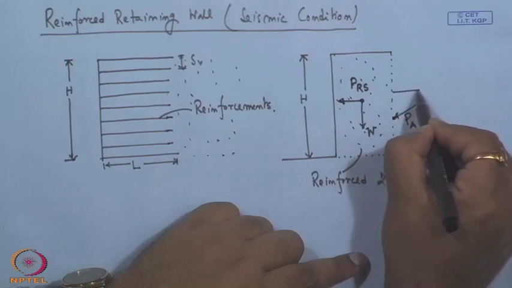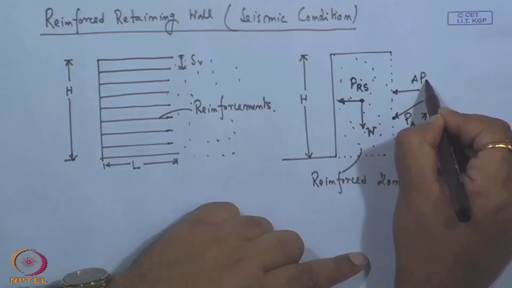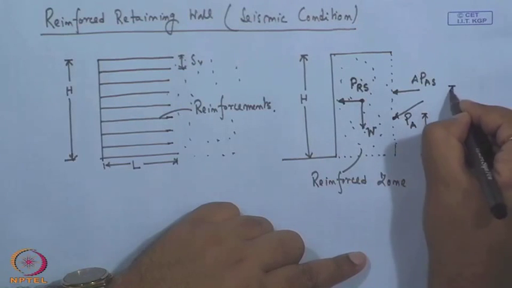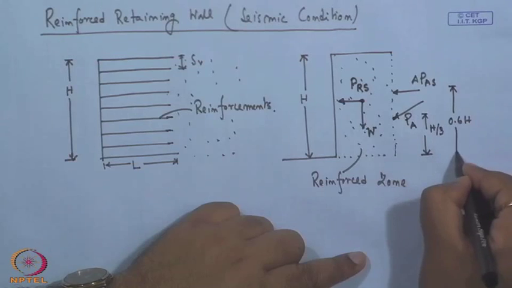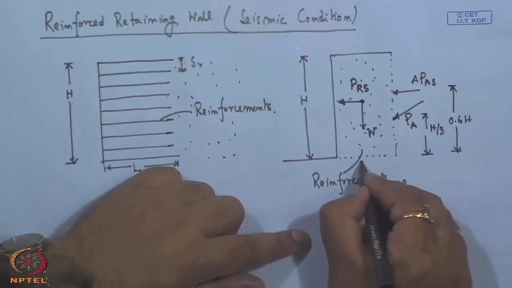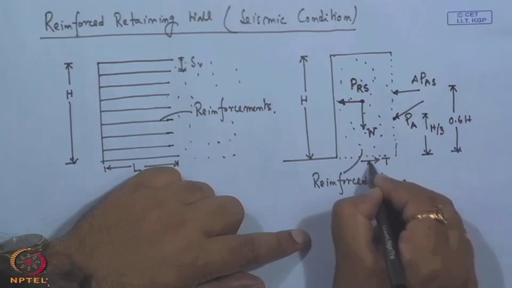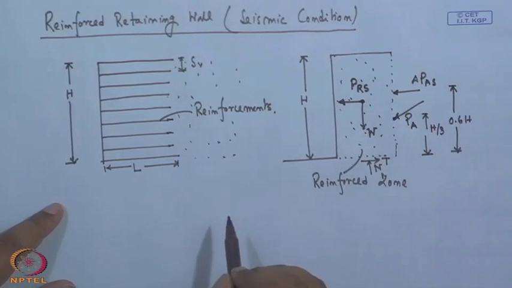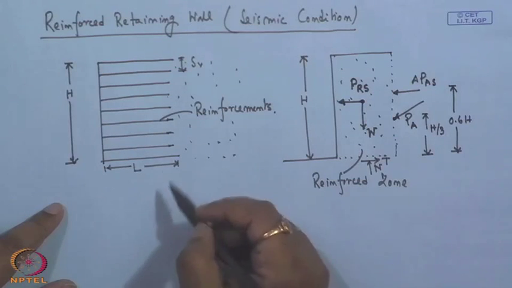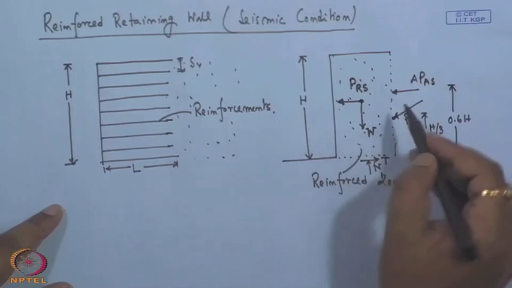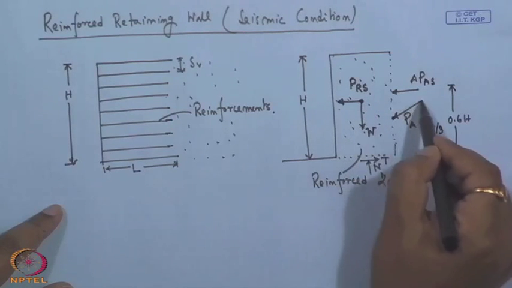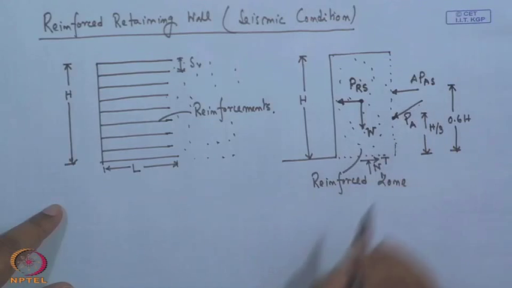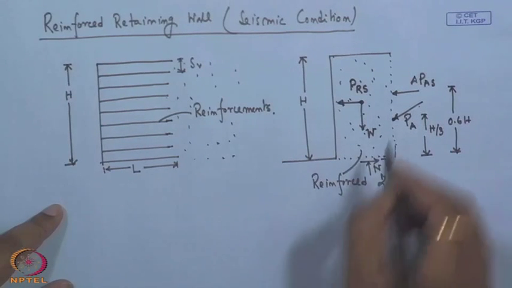Similarly, another force, delta P active in the seismic condition, will act at a height of 0.6 H. So, these are the forces, and in addition, T is the shear force and N is the normal force. These are the forces that will act on a reinforced retaining wall structure. During the design for static condition, we consider this weight and this PA, the active force under static condition. Only these two forces we consider during the design of the retaining wall under static condition.